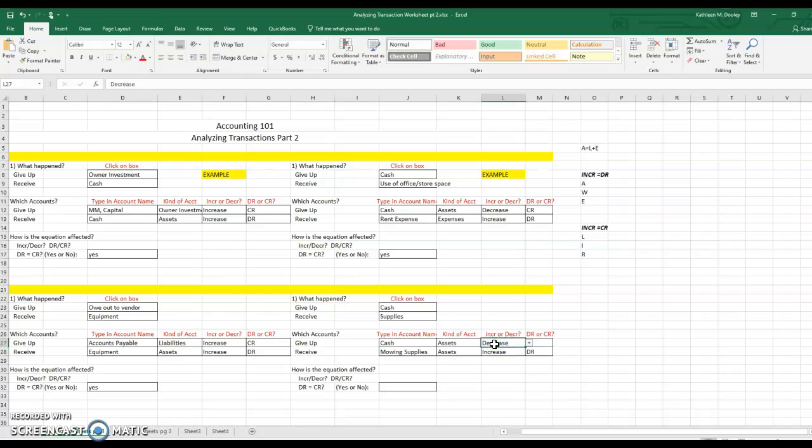Then I look here, I have a decrease in an asset. I look up asset. Do I have an increase? No, I have the opposite of increase. I have a decrease, so I have to use the opposite of debit, which is credit. Okay, I have one debit and one credit, so yes, my accounting equation balances.